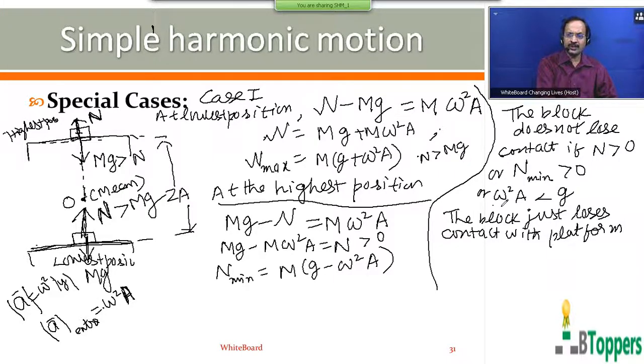Suppose omega is constant and the amplitude of oscillation is gradually increased. Initially, omega square A is less than g. Suppose the amplitude is gradually increasing, and the block just loses contact at the instant when omega square A becomes equal to g, or when the amplitude becomes equal to g by omega square.